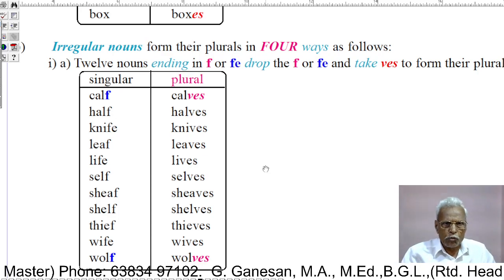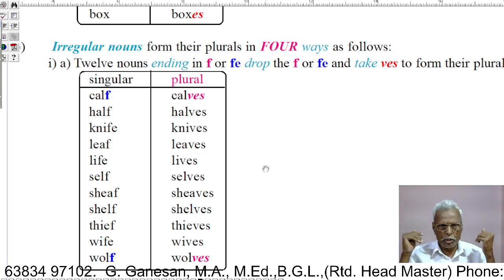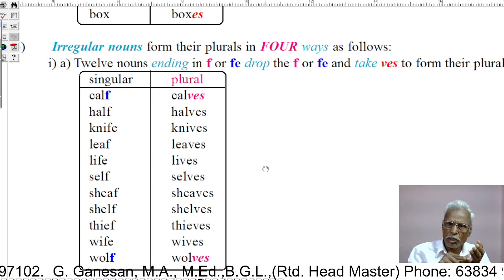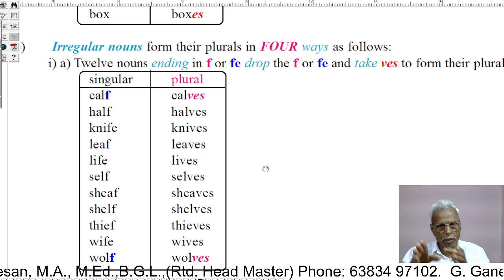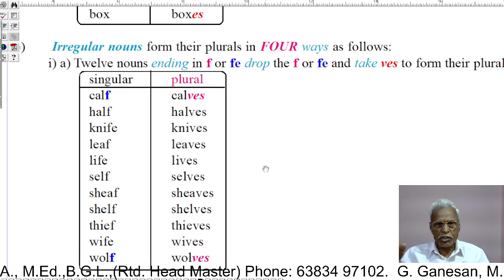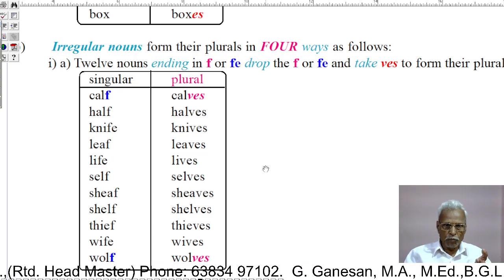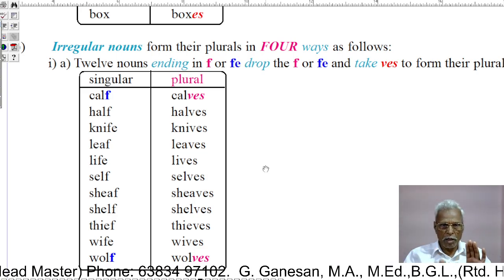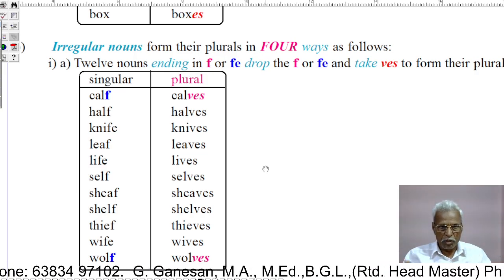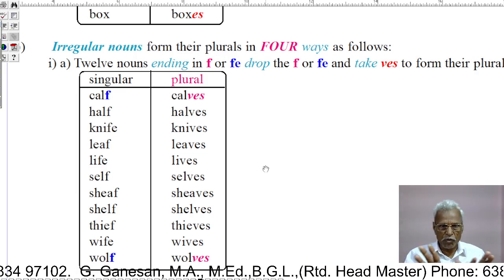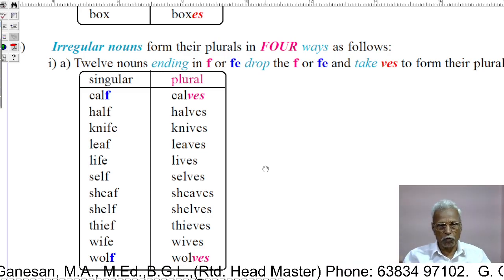See the 12 irregular nouns mentioned below. That is, the 12 irregular nouns ending either in F or FE drop the F or FE and take VES to form their plurals. Example: calf, calves; half, halves; knife, knives; leaf, leaves; life, lives; self, selves; sheaf, sheaves; shelf, shelves; thief, thieves; wife, wives; wolf, wolves.